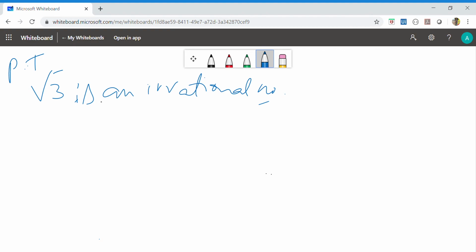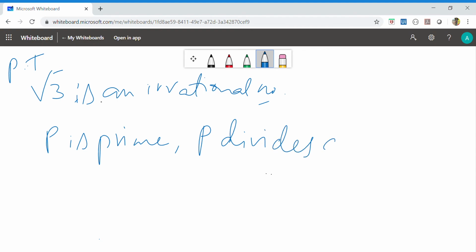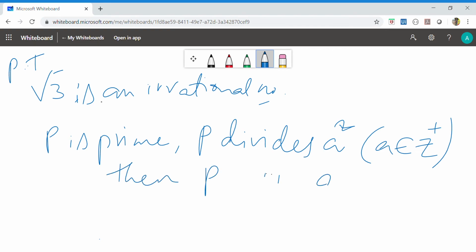Before going to the proof of this, I'll explain one statement: if P is a prime and P divides A square, where A belongs to Z plus, the positive integers, then what will happen? P also divides A. P is a prime, P divides A square, then P divides A.